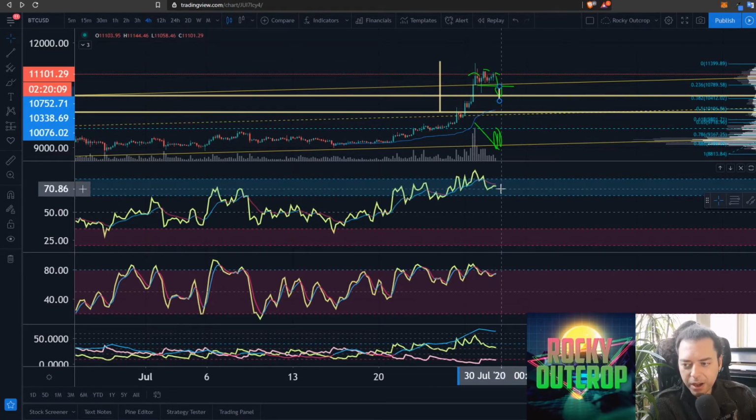So at the minute, we've got a red moving average here on the RSI. It's maybe not so easy to see.